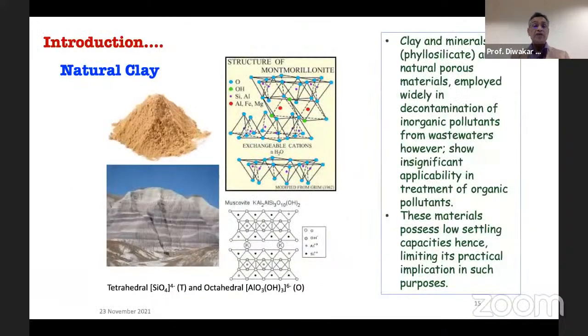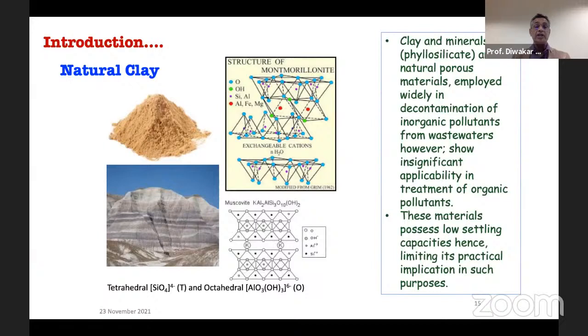As we know, we have worked a lot on clay materials, the natural clay materials, which are phyllosilicates. In the phyllosilicates, the tetrahedral silicate is there, and the octahedral aluminates are there. They are stacked together, forming a layer structure. In between, there are exchangeable cations. With the help of these exchangeable cations or the terminal hydroxyl groups, we try to functionalize the material, and then we have tried to use that functionalized material for various applications.